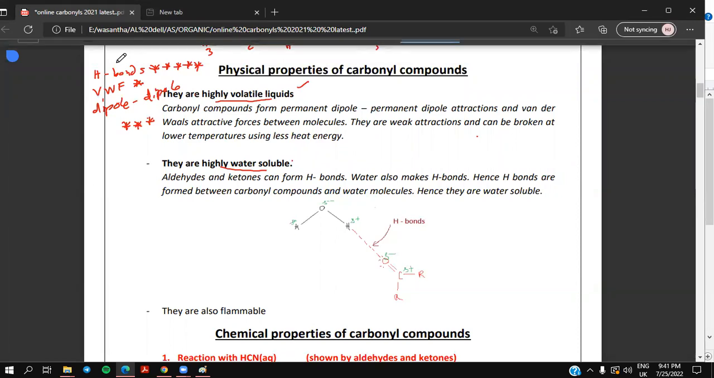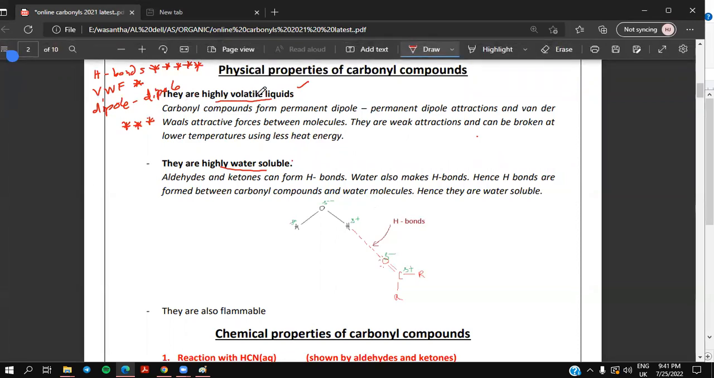Now, the first point says they are highly volatile liquids. Why are they volatile? There should be very weak intermolecular attractive forces. They are van der Waals forces and dipole attractions. Carbonyl compounds form permanent dipoles, so there are permanent dipole attractions, that means dipole-dipole attractions. What's the meaning of permanent dipole? The dipoles are there in the molecule always. They are permanently available.